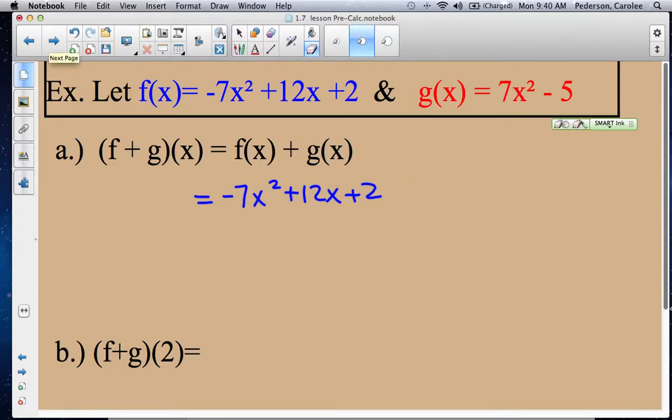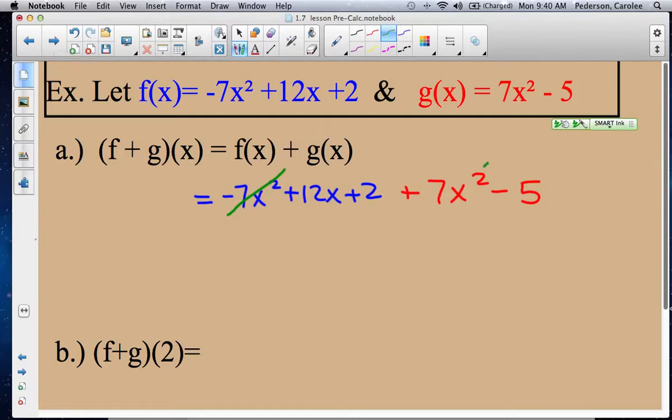Well, same color. Now we're going to simplify that equation. What simplifies? Anything cancel? What kind of things can cancel? The negative 7x squared and the plus 7x squared will cancel. Then we put it in standard form, so our highest term here is the 12x. And then a 2 and the negative 5 combine to give us negative 3.